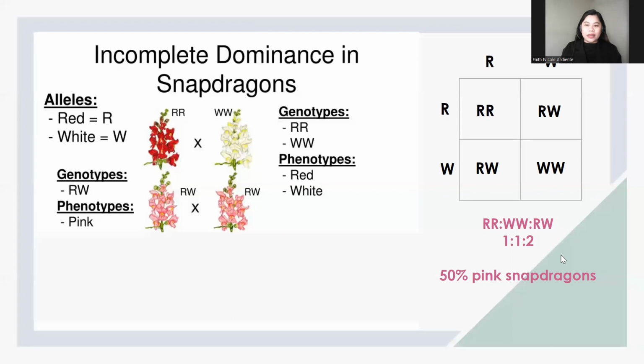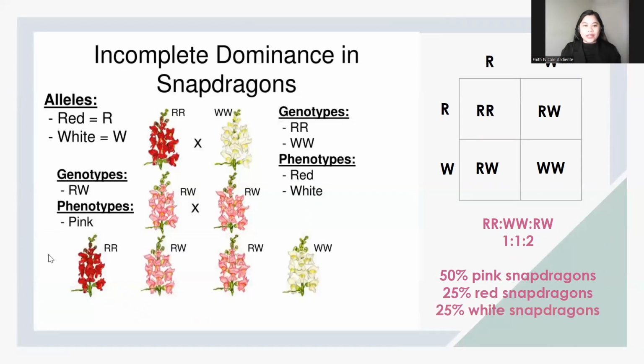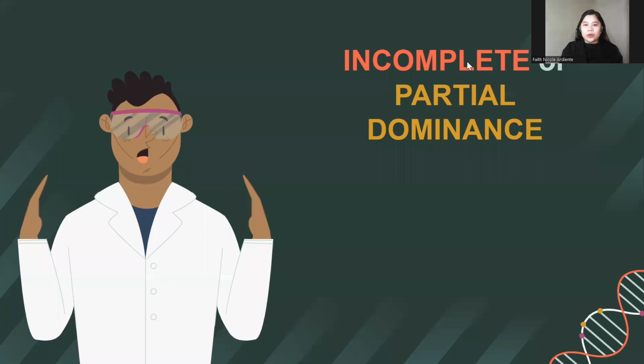Any questions, everybody? If not, let's have the illustration of the F2 generation. So this is the 25% red snapdragon. These two are 50% pink snapdragon. And this white here is a 25% white snapdragon. Okay, very good. So we can conclude what is incomplete or partial dominance.